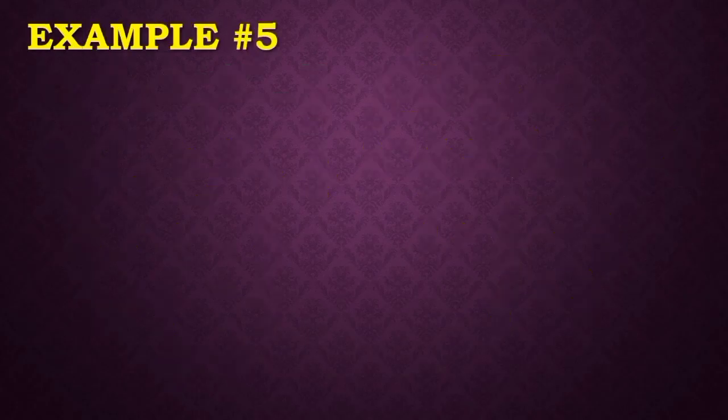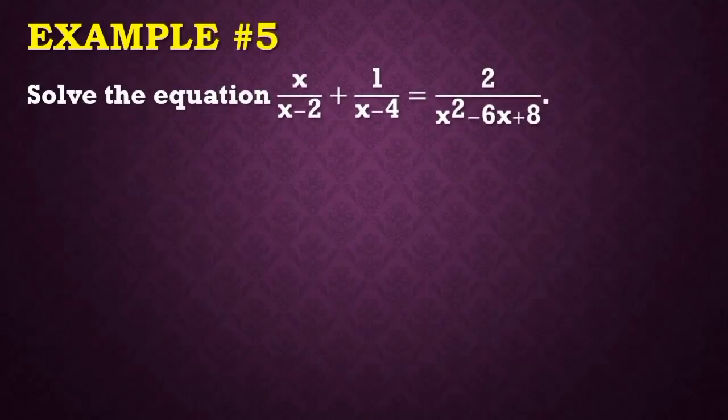So, for our last problem, solve the equation x all over x minus 2 plus 1 all over x minus 4 is equal to 2 all over x squared minus 6x plus 8. So, ang gagawin lang po natin dito muna, ipa-factor po natin yung x squared minus 6x plus 8. So, baka kasi may mga common term po siya dito sa x minus 2 tsaka x minus 4. So, rewrite lang natin.